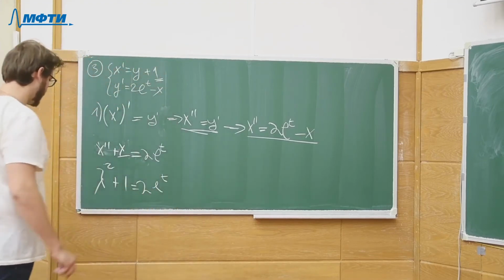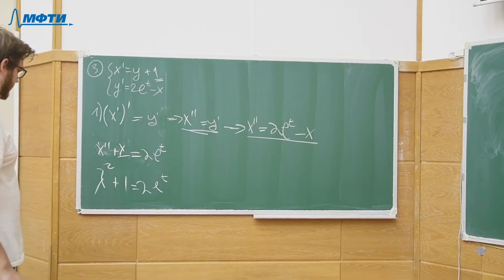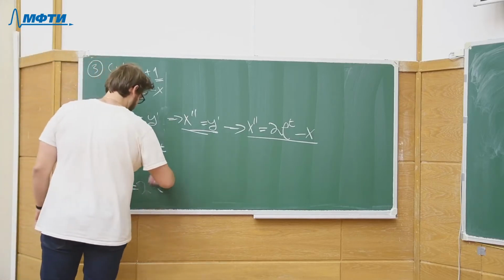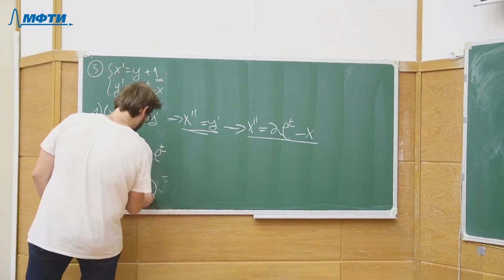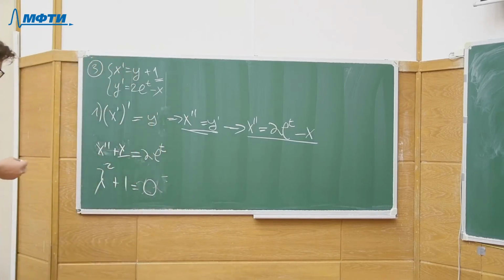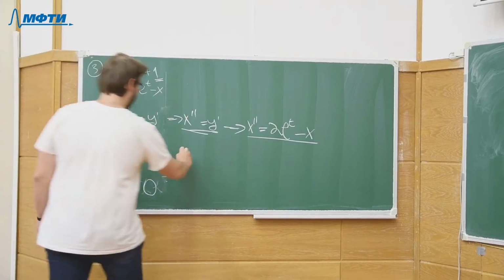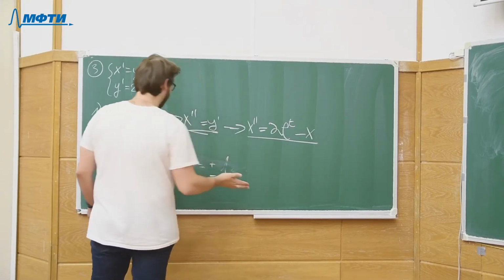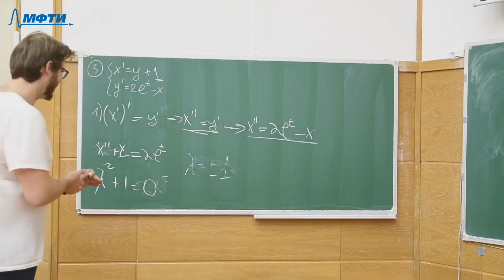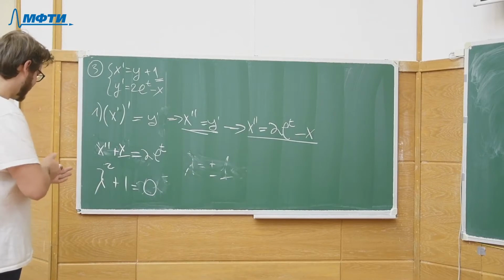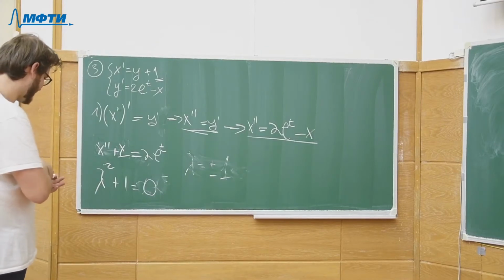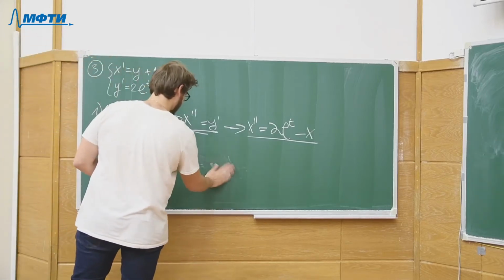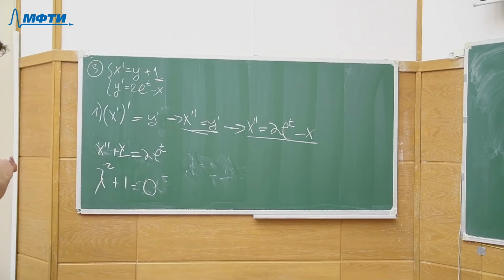You must first solve the homogeneous equation. You should leave this right-hand part, so write zero on the right, and the first step is to solve the homogeneous differential equation. Lambda equals plus or minus one? No. These values do not satisfy this equation. If you substitute 1 for lambda, you will get 1 plus 1, which is 2.